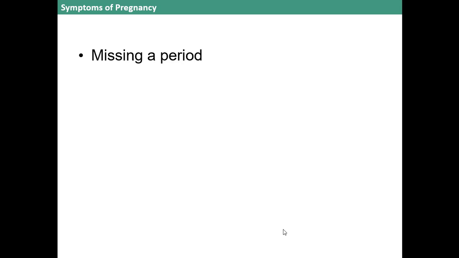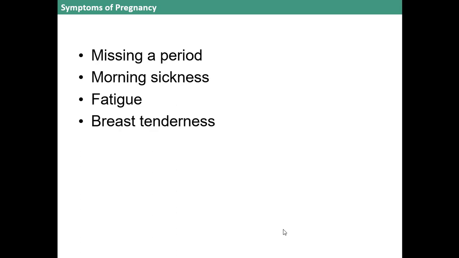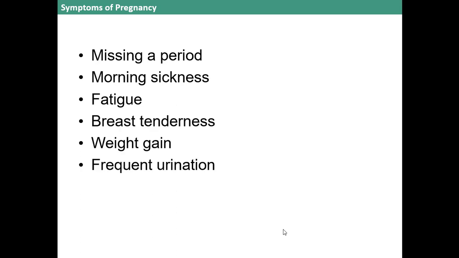It's important that a woman does miss a period because during a woman's menstrual cycle, she would lose the inner lining of the uterus called the endometrium. And if a woman did have a period, then she would lose that fertilized egg. So perhaps one of the most common symptoms of a pregnancy is missing a period. Morning sickness, fatigue, breast tenderness, weight gain, and frequent urination.